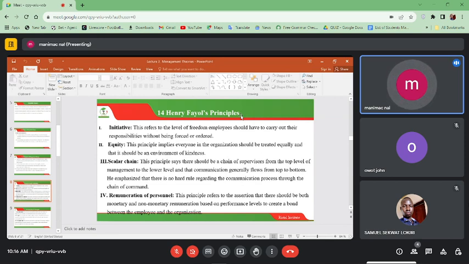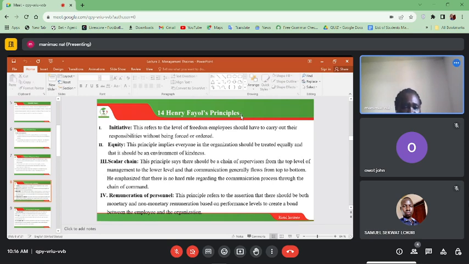Principle number 3, according to Henry, is the scalar chain. This is the principle that says there should be a chain of supervision from the top level of management to the lower level of management, whereby if communication is made, it has to flow from the top management to the bottom management. He also emphasized that there is no hard rule regarding the communication process through the chain of command. So when communication is done, there has to be the chain of command where the communication flow channel should be arranged from the top management to the bottom management.